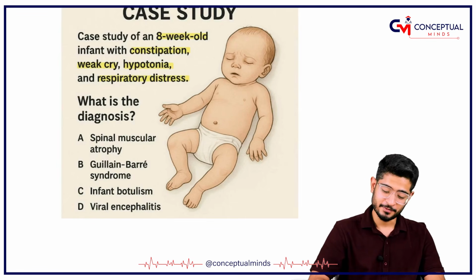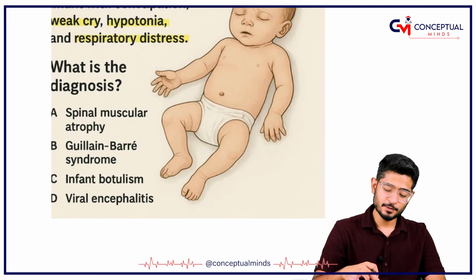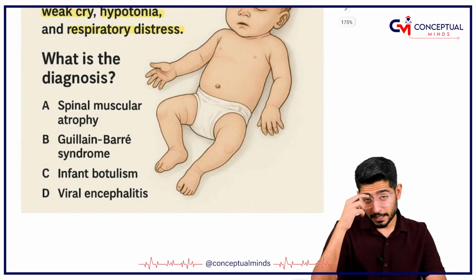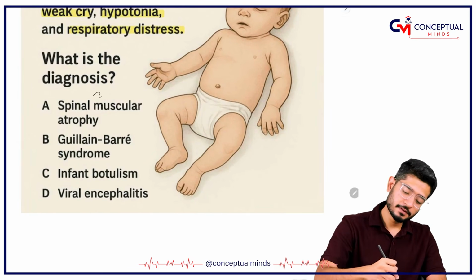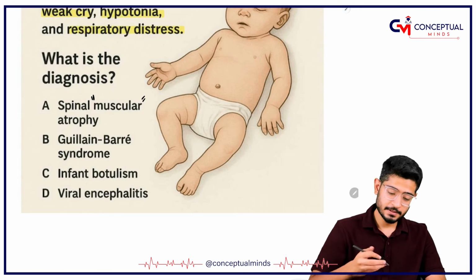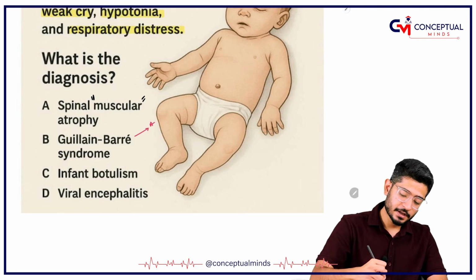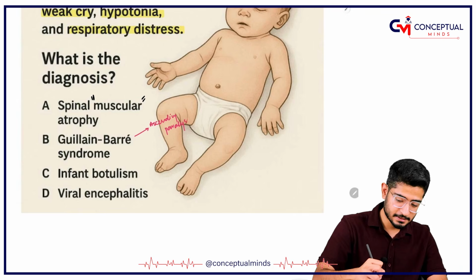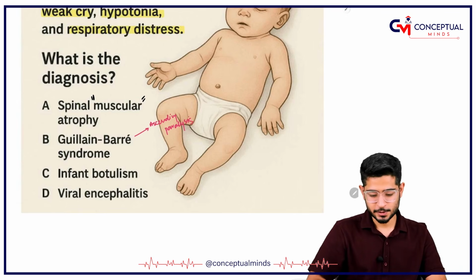So the answer to this, let us just go one by one. See, if it would have been spinal muscular atrophy, they must have given you something related to the muscles. If it would have been GBS, they must have given you something like ascending paralysis. So these are the things which would have been enlisted. But now this is not the history.